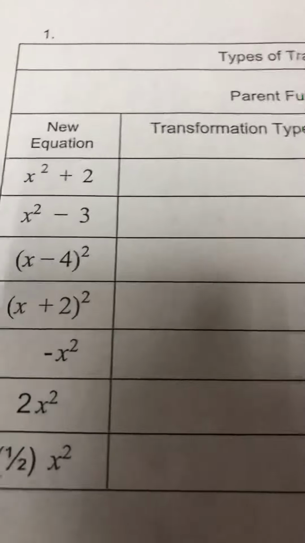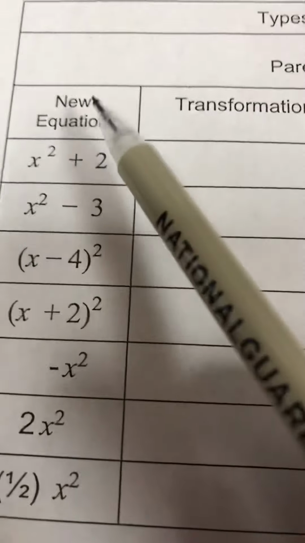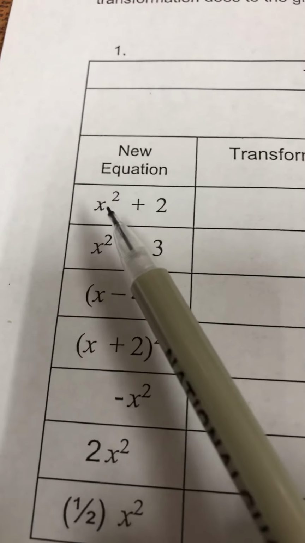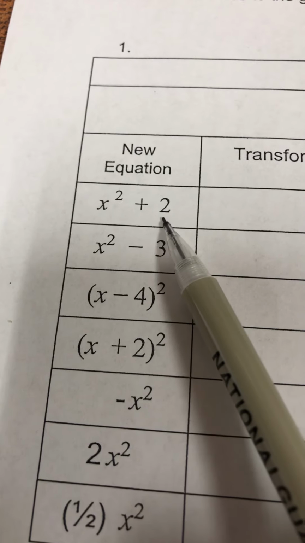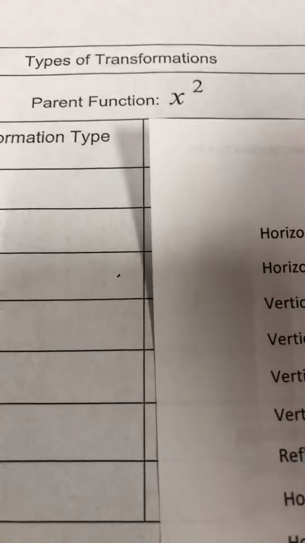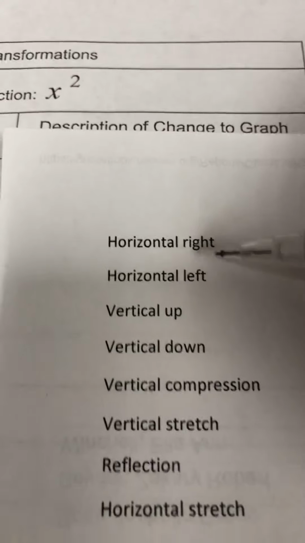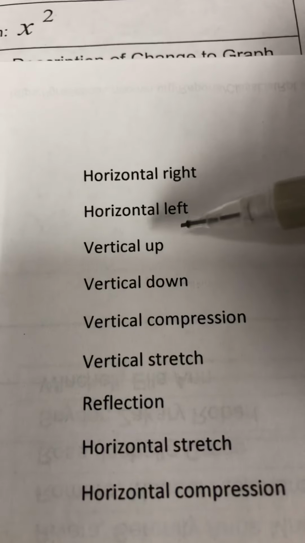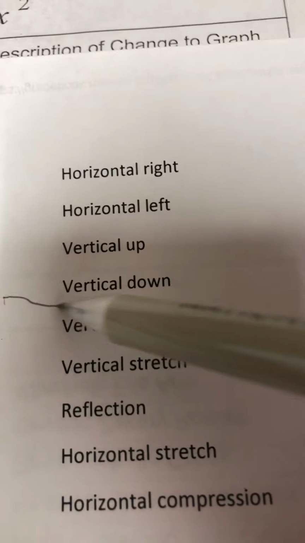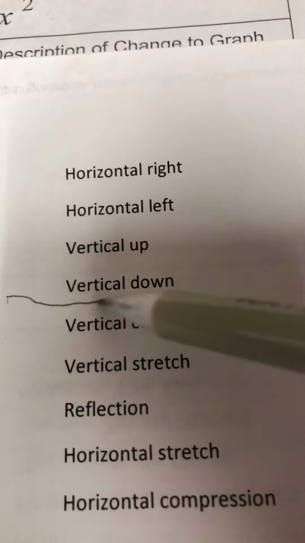So here we go. If we have the parent function of x squared, and the new equation is x squared plus 2, what's going to happen there? What kind of transformation is that? Is that horizontal right, horizontal left, vertical up, or vertical down? I'll tell you what, I'll do that for you. It's going to be one of these. Kind of split this up.